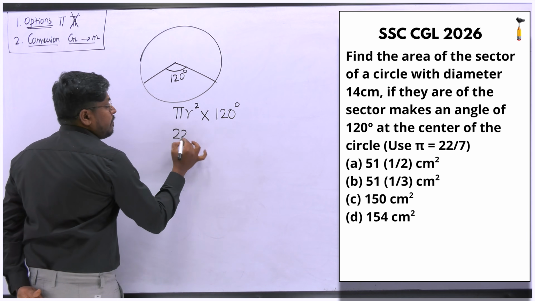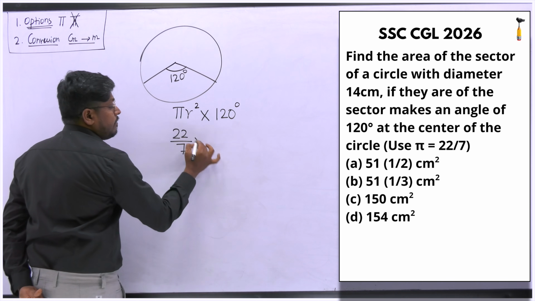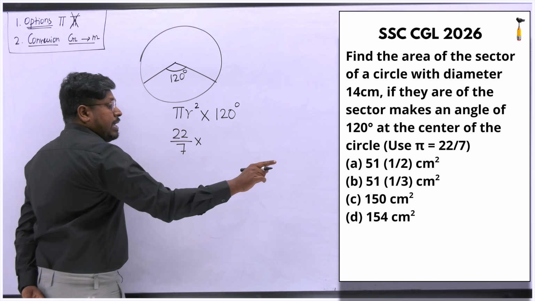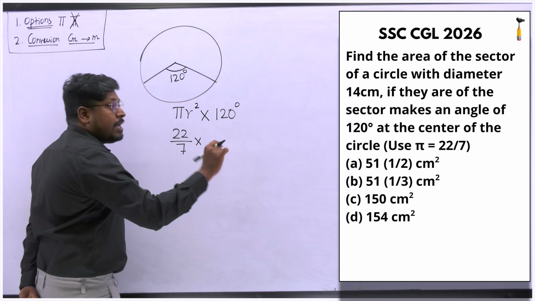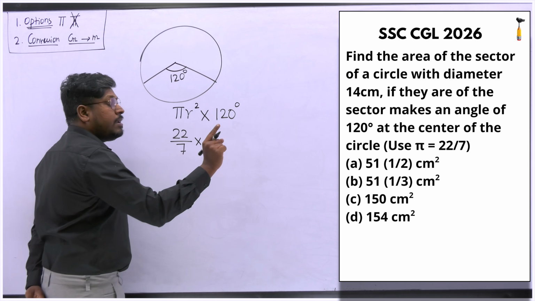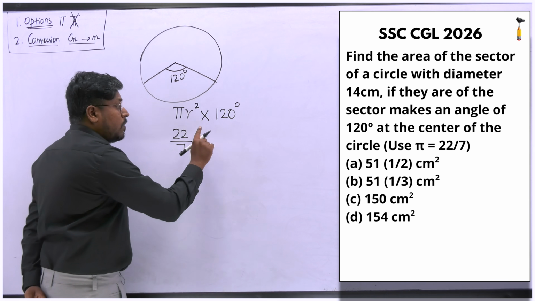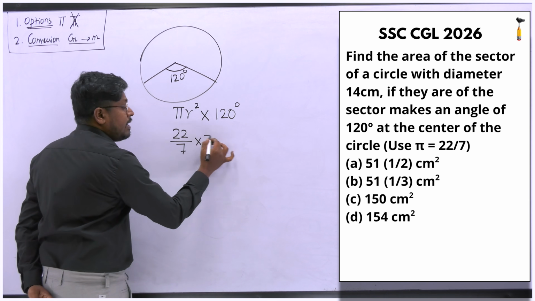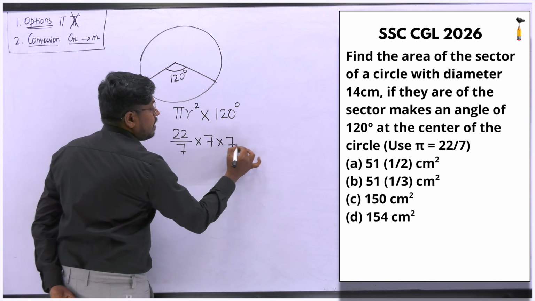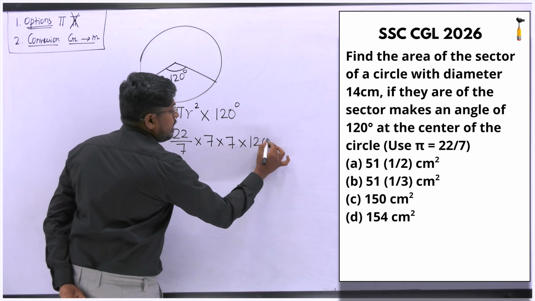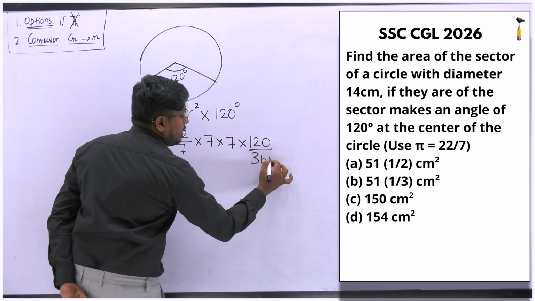So pi will be 22/7. Don't write it as 3.14. So radius. Here they have given a diameter as 14. If the diameter is 14, radius will be 7. Don't write 7 square as 49. Write this as 7 into 7. So into 120 degree. So 120 divided by 360.